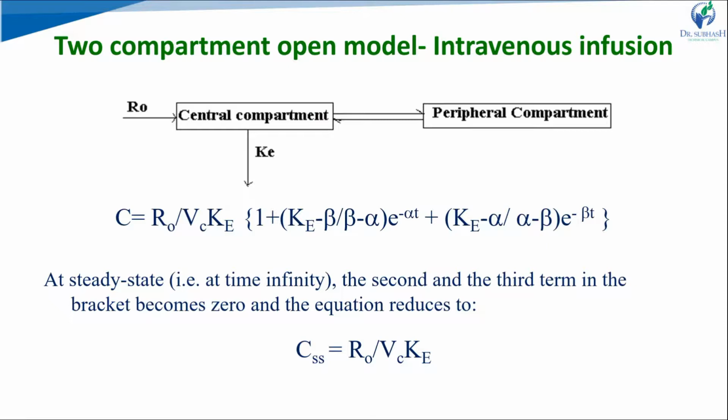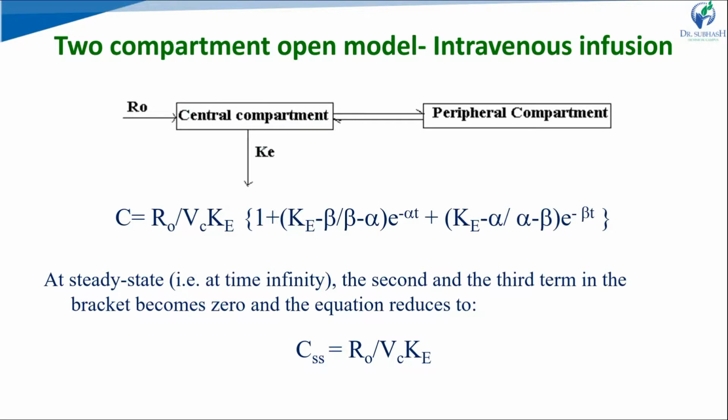Then the two compartment open model, IV infusion. The model can be shown in the figure. Initially there is zero order input, the infusion rate R0, that reaches the central compartment. From there the drug goes to the peripheral compartment, and elimination is done from the central compartment. So the plasma or central compartment concentration of drug that fits the two compartment model, administered at a constant rate by zero order IV infusion, has the equation like this.